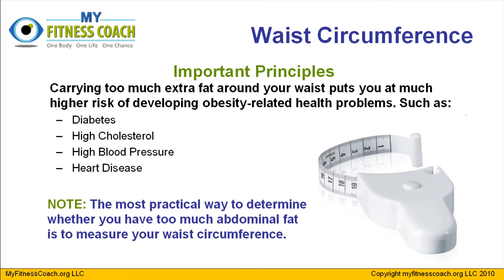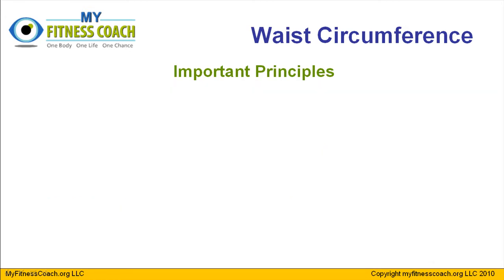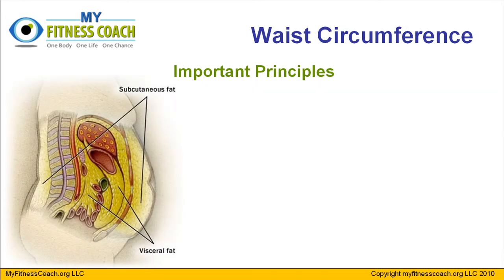Therefore, the most practical way to determine whether you have too much abdominal fat and are putting yourself at risk for those diseases I just mentioned is to measure your waist circumference. So in this video, I'm going to show you how you can do just that and get great results right from your own home. And if you have too much abdominal fat, and your waist circumference is too large, I'm going to show you what you can do today to start reducing those inches and reducing your risk for a lot of chronic disease.